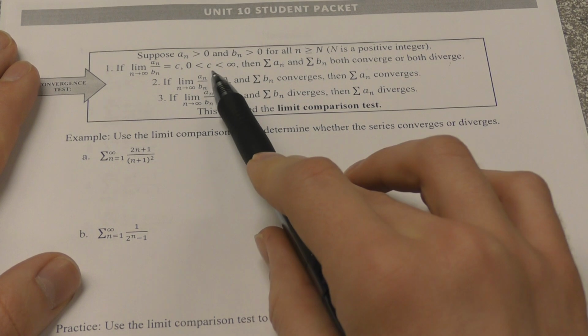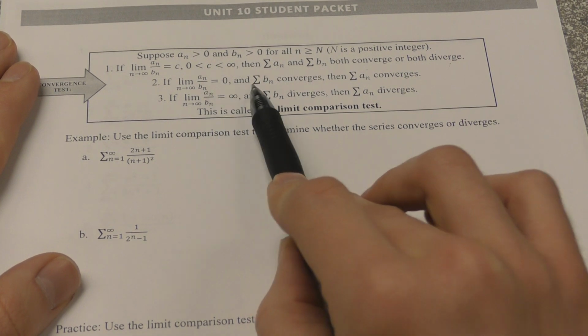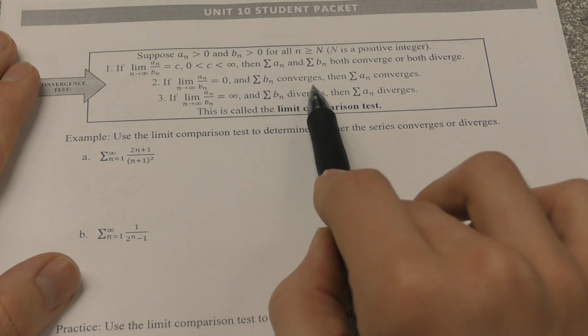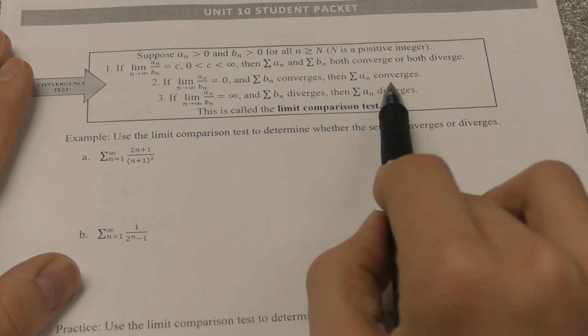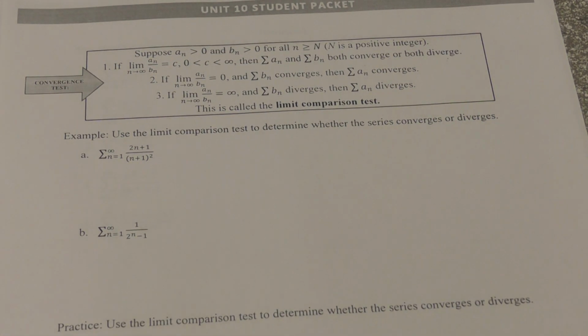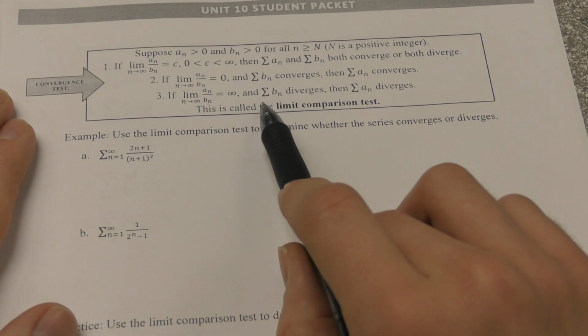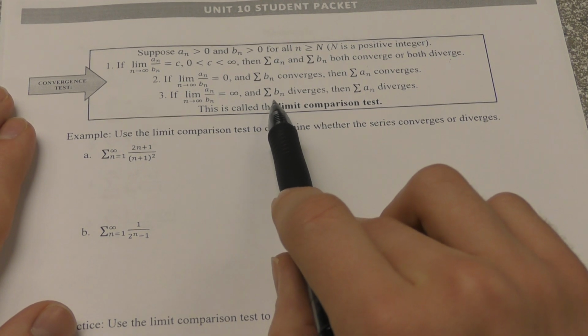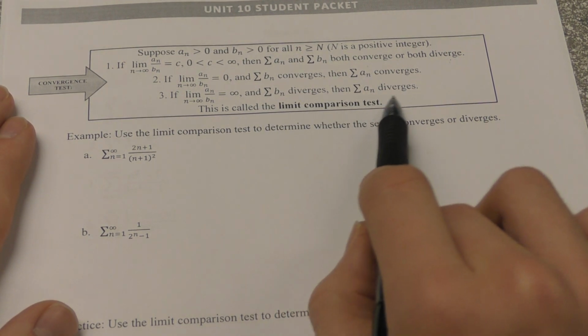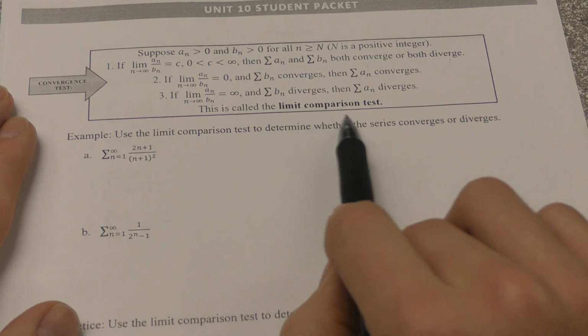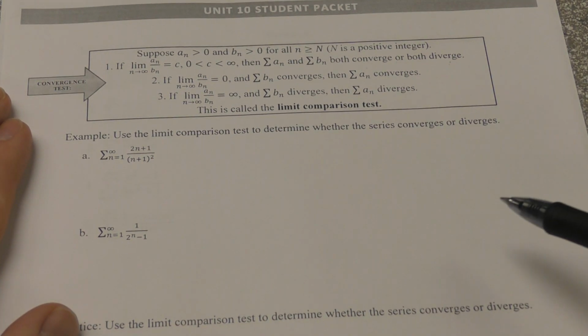If the limit of a sub n over b sub n is 0 and the sum of b converges, then the sum of a also converges. And if the limit as n approaches infinity of a sub n over b sub n is infinity, and the sum of b diverges, then the sum of a diverges. This is called the limit comparison test. But what does this essentially mean for us?